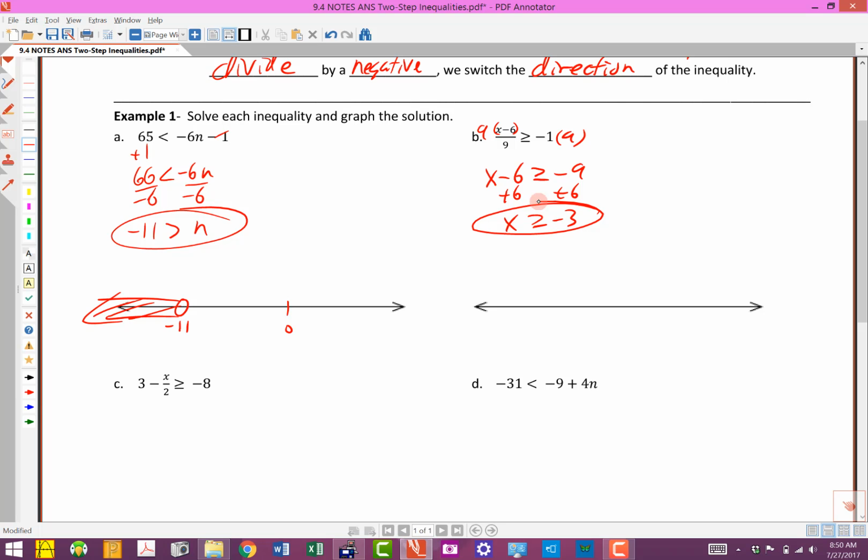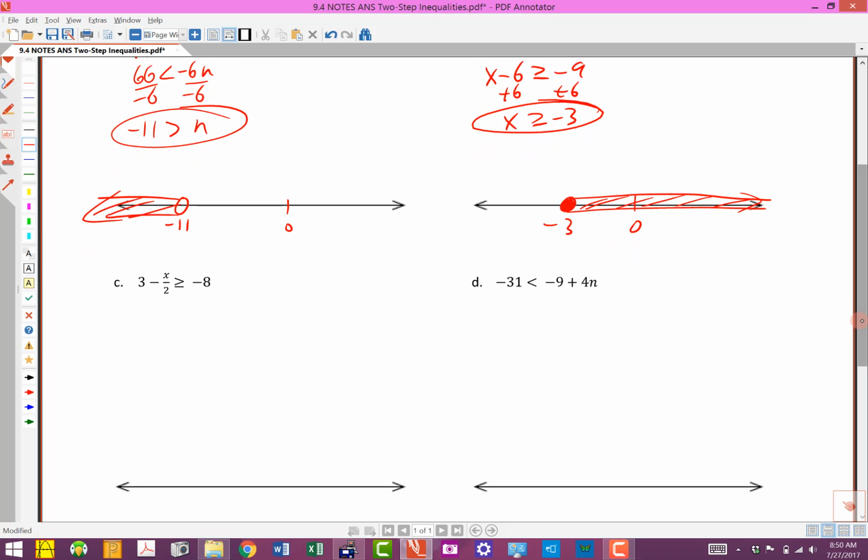Circle that. We've got the inequality part of the answer, and now we want to graph it. So here's 0, here's -3. We do fill it in because it can actually equal -3. It's got that little line underneath it. And then again, reading from the variable, the answers are greater than -3, so the answers are bigger than -3, so they're on the right side of -3. All right, let's take a look at the next one.